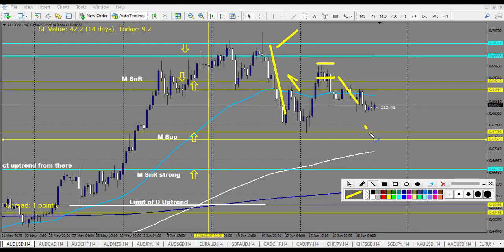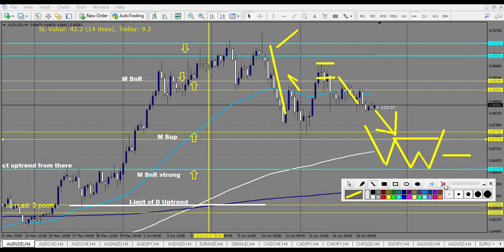And eventually when this level now is broken down, we want to sell here to the next monthly level, which is right here. And at this point, we expect eventually a change in trend and to buy in the future if the trend changes there.